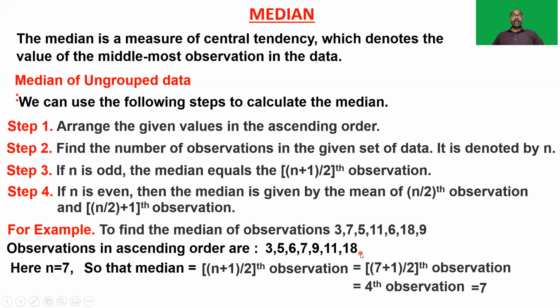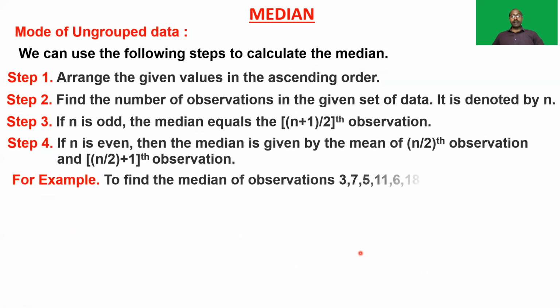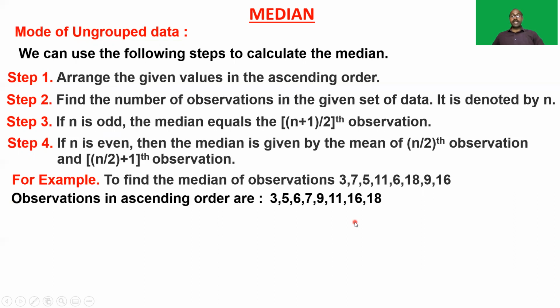Okay, so let us find what is the median if n is even number. So here I am taking the observations as 3, 7, 5, 11, 6, 18, 9, and 16. And by arranging these values in ascending order, 3, 5, 6, 7, 9, 11, 16, 18. Now, the number of observations is 1, 2, 3, 4, 5, 6, 7, 8. That is, here n is even.